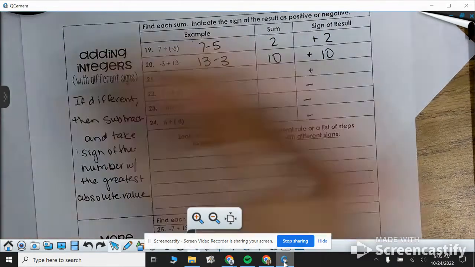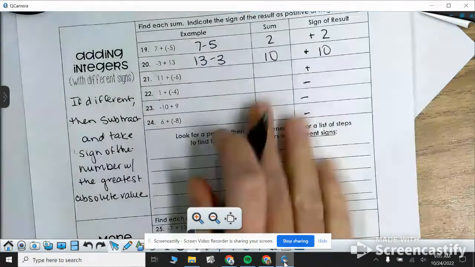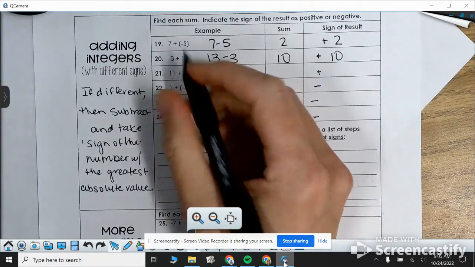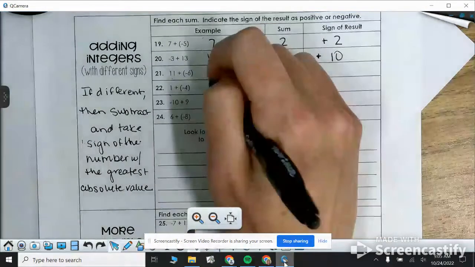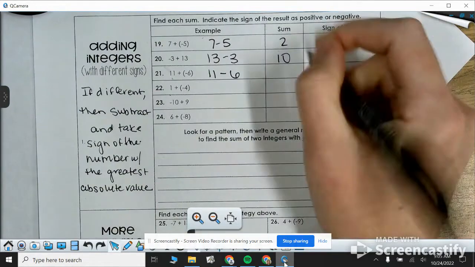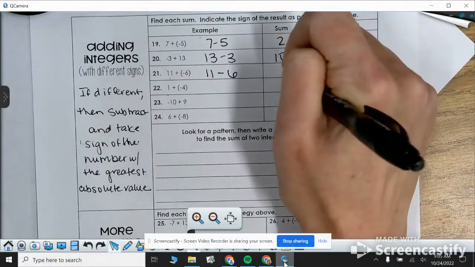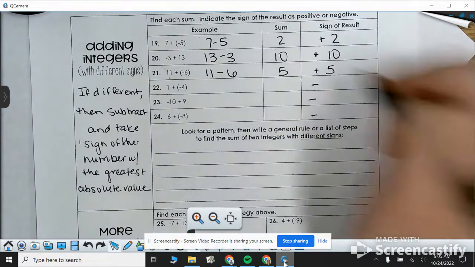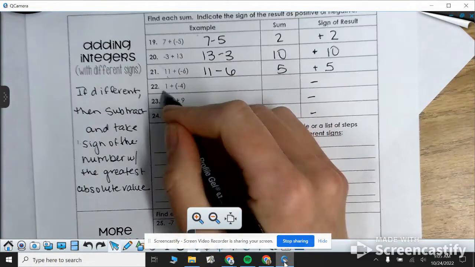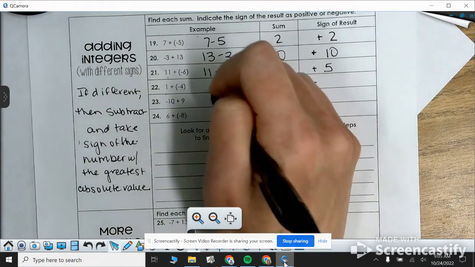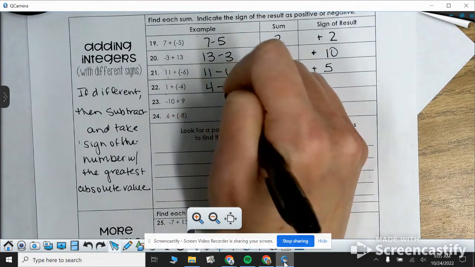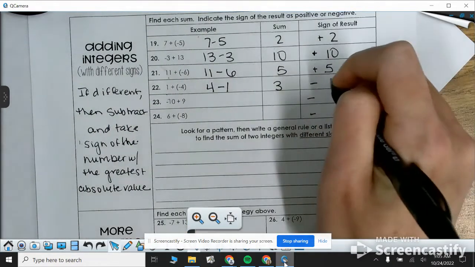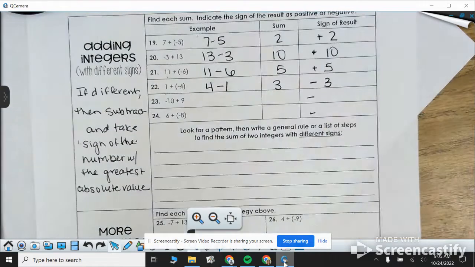And as always, you could check these with the chips, guys, if you really wanted to. All right, 11 plus negative 6. My signs are different, so I'm going to do 11 minus 6, and I'm going to get 5. I know that 11 has the higher absolute value, so it's going to be a positive 5. 1 plus negative 4. That's going to be the same as 4 minus 1, which is 3, but 4 has the greater absolute value. So that's going to make the answer negative 3.